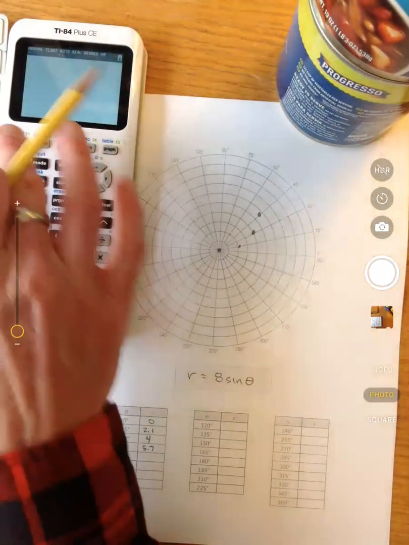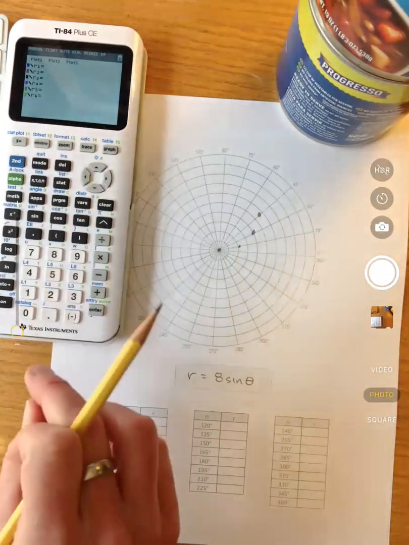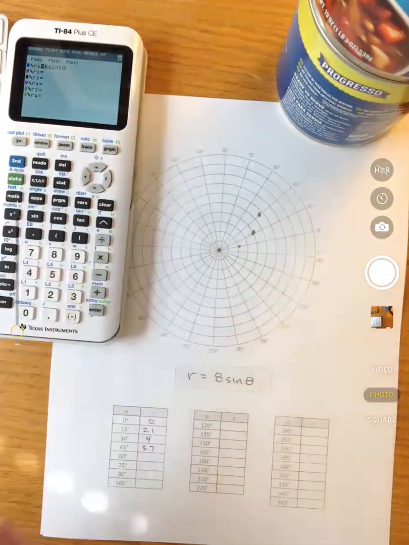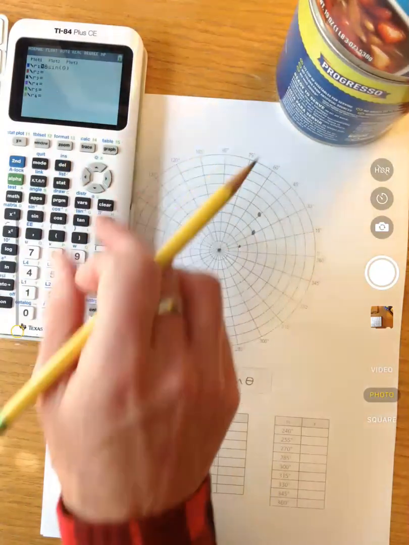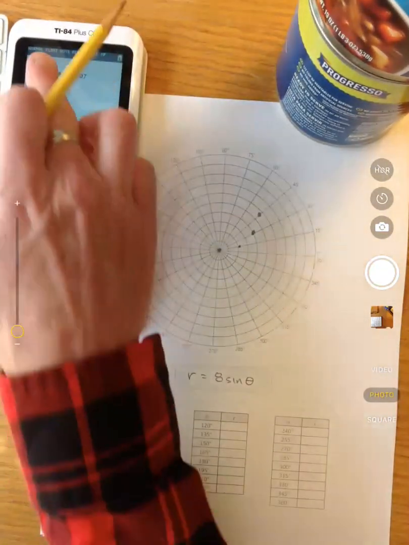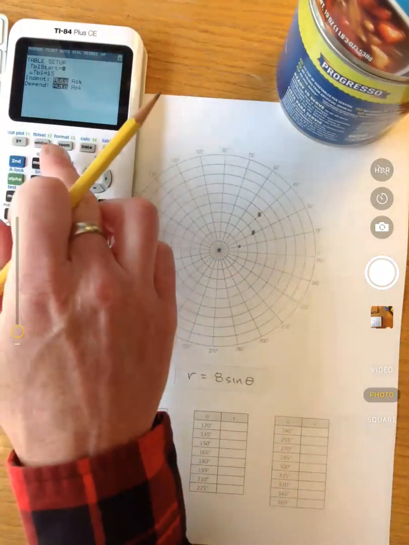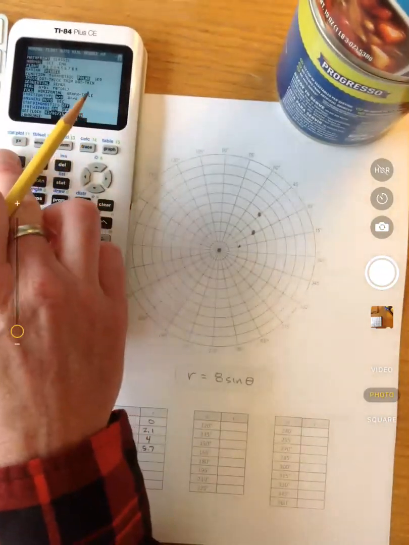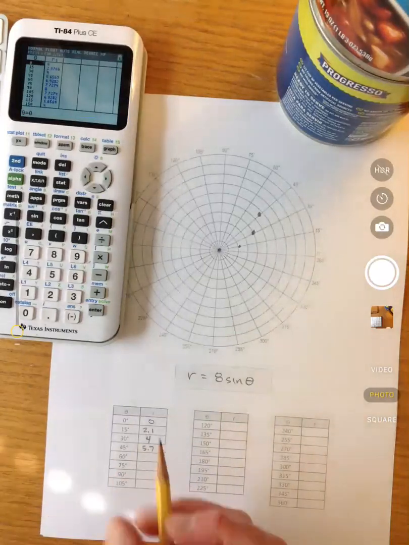And why is that? Oops, it's because it doesn't have my function in it. I want to put my function in, 8 sine of theta. So there's my function in, 8 sine of theta. Had my table set to go from 0 and after 15 degrees because I'm in degree mode. And then now I should have those values that I just saw.